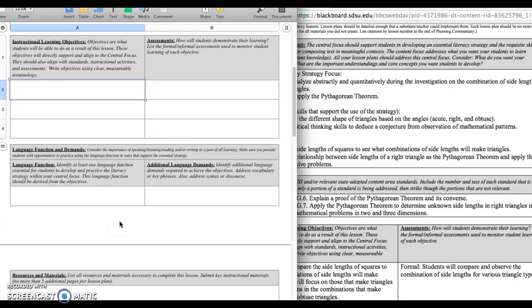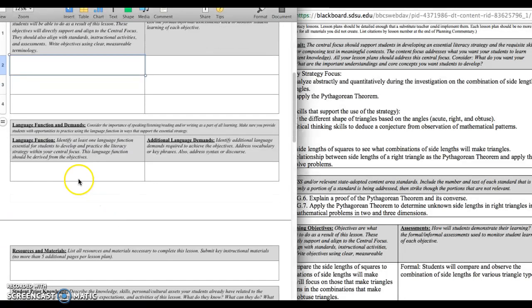Then we go down to language functions demands. A language function is what they're doing with language. Use words such as identify, explain, synthesize when we're writing out this section. Additional language demands is over on the right, and this will be things such as vocabulary, words that are used during the lesson, such things as academic language, presentation skills, discourse, and syntax.